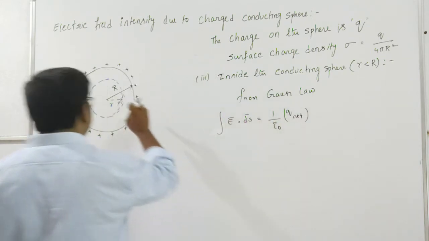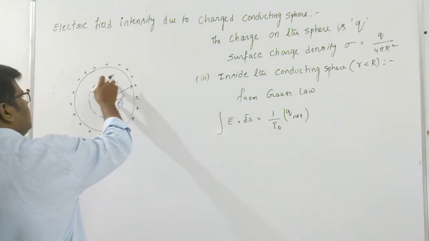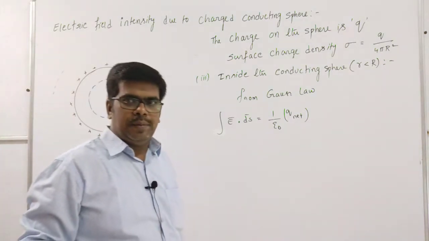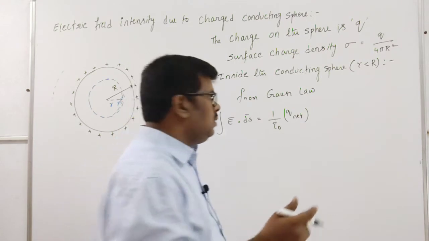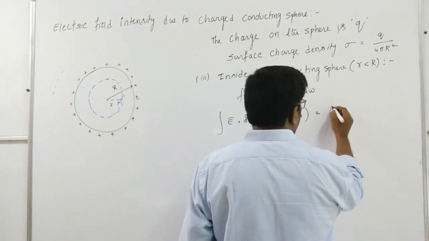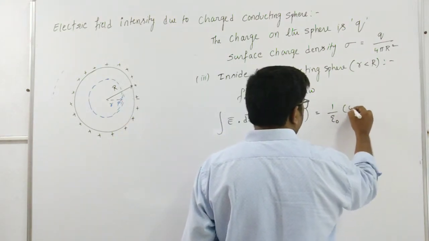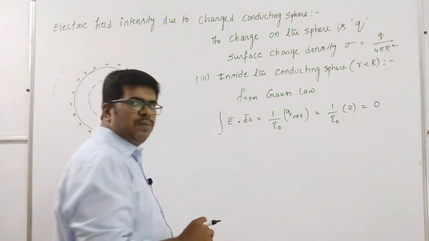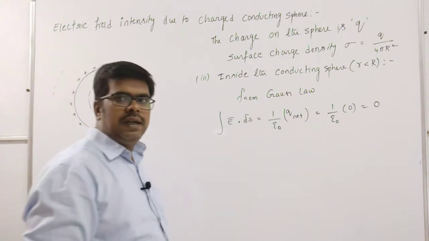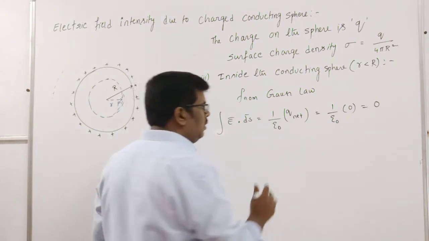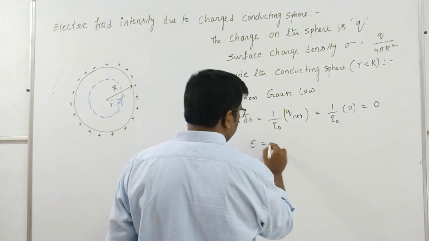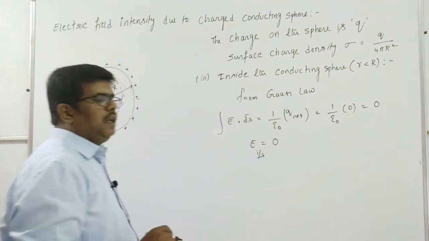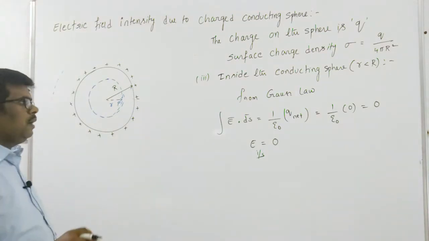The net charge enclosed by the Gaussian surface. But the Gaussian surface is inside, and inside no charge is present in the case of a conducting sphere. So the net charge is 0. So we can write that the net charge is 0, which means 1 by epsilon naught times 0, so totally 0. The integral of E bar dot ds bar is 0, which means the electric field intensity inside is also 0. Therefore, electric field intensity E equals 0 inside.